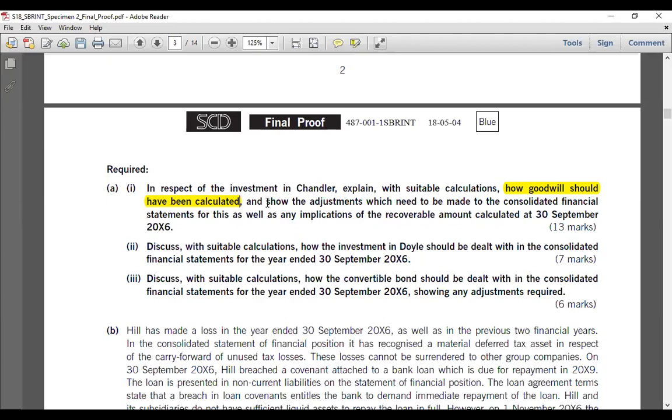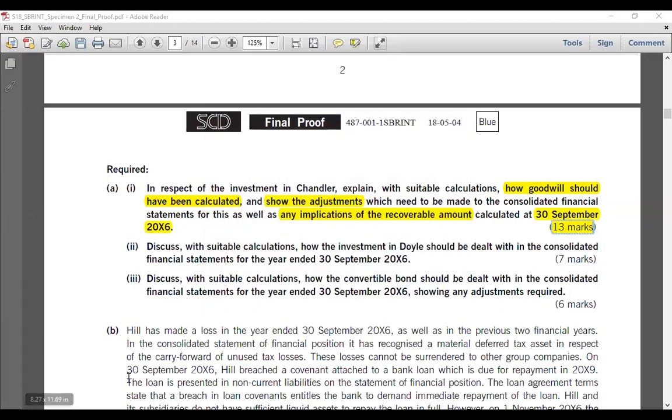And the question further says, then show the adjustments. Show the adjustments means prepare the double entry which needs to be made to the consolidated financial statements for this, as well as an implication of the recoverable amount calculated. So we also need to discuss any implication of the recoverable amount, which means the question wants us to calculate the impairment as well, calculated on 30th September 2016. If we see, the question is giving us a total of 13 marks for the area that we covered during our last session.